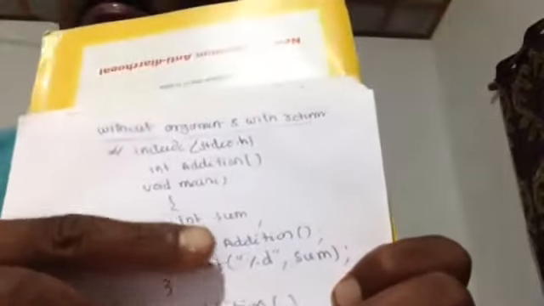Okay. So the last one is what? Without argument and with return. You see, this is the example. I make it globally. Int addition, no argument, because without argument and with return. So here, this is the function declaration, no argument. Then void main. Then int sum, I declare a variable int sum. Sum equal to add bracket.